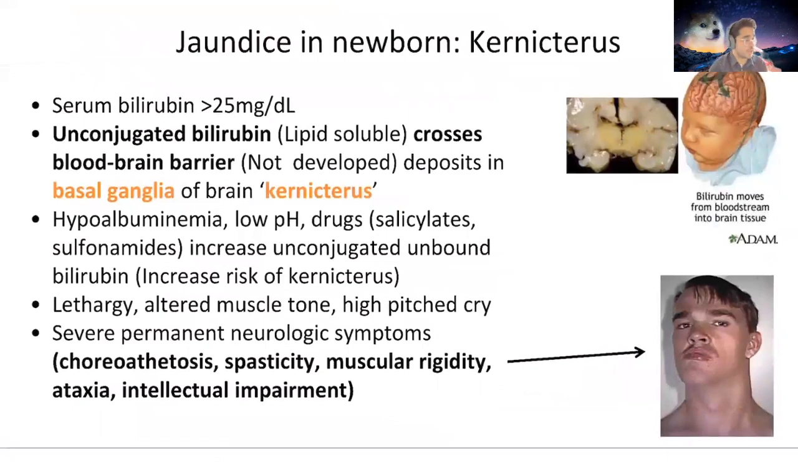So why is jaundice bad? Because unconjugated bilirubin can go across the blood-brain barrier, because remember, it is permeable through any sort of lipid-like structure.